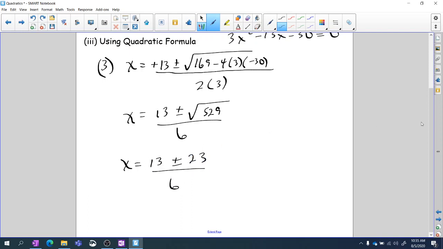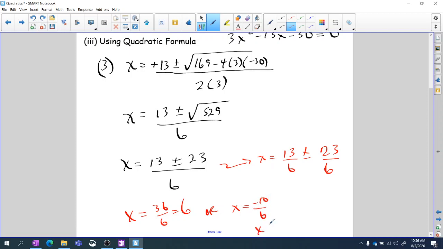Now just to show you, oh, it's gone. I had a technical issue, but if you remember when we did completing the square, this is where we ended up. At the very end, it was x equals 13 over 6 plus or minus 23 over 6, which gave us the same two answers. 13 plus 23 was 36 over 6, which is 6, or the other answer, 13 subtract 23, which is negative 10 over 6, reduced to negative 5 over 3. So that one's not much worse. Some might argue I like that better than factoring.